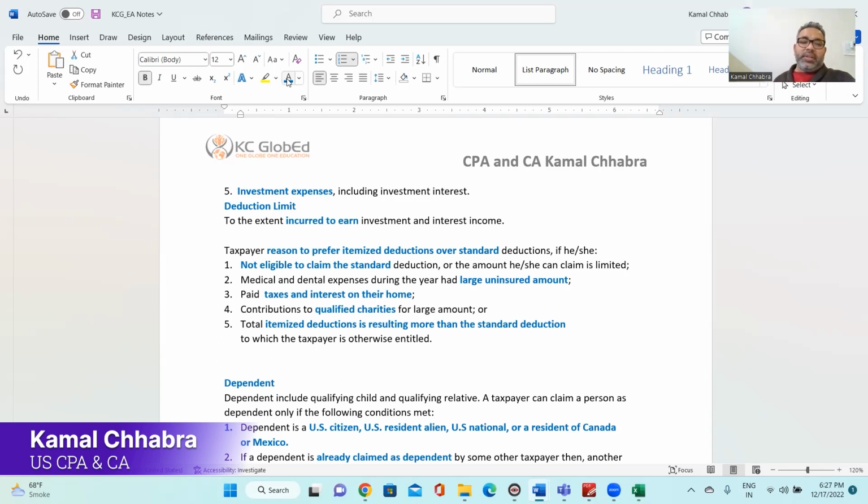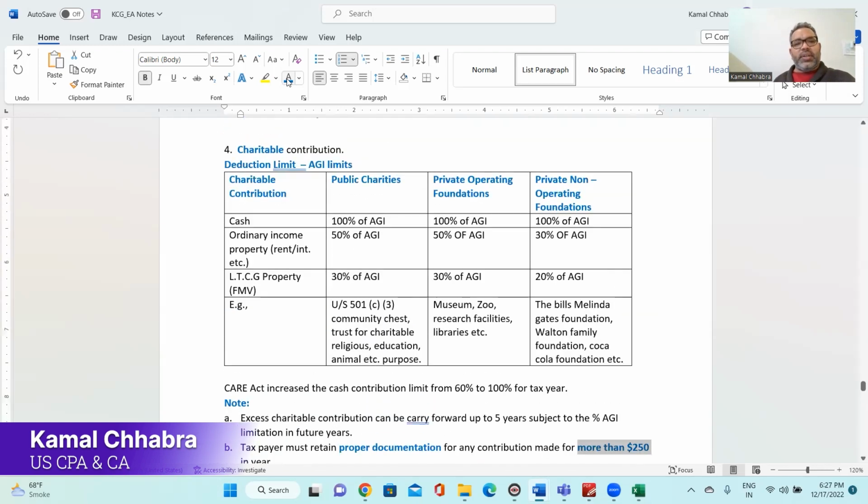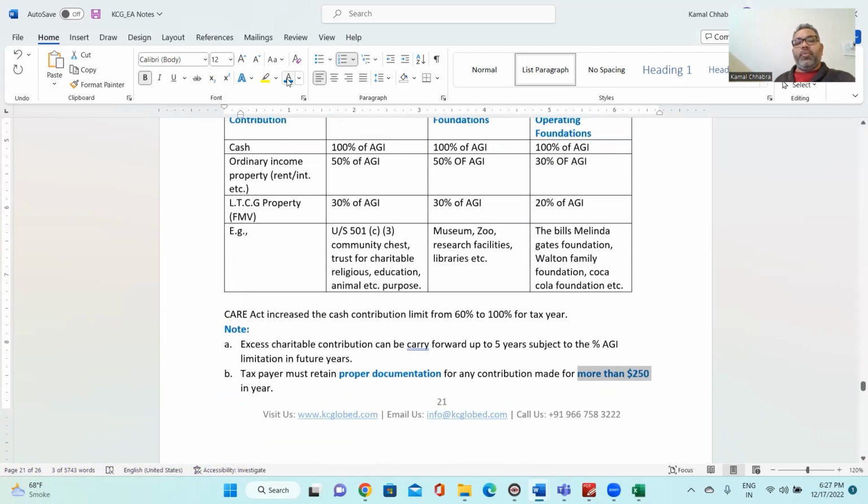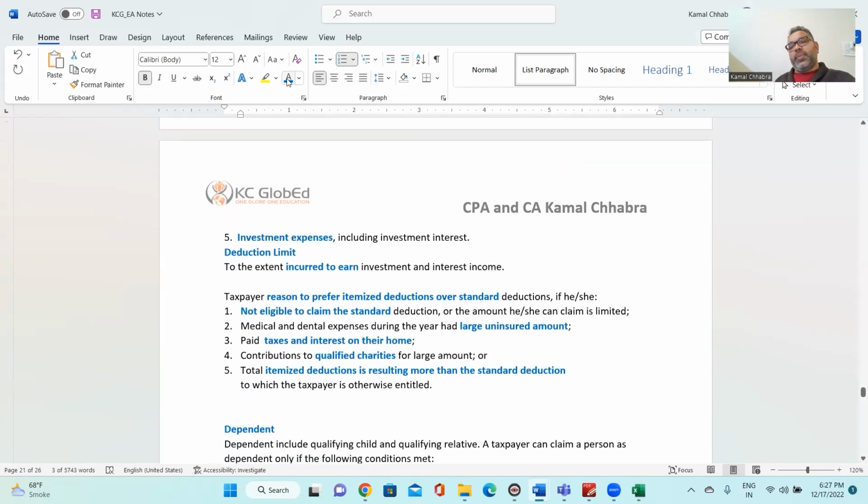So these are the 5 itemized deductions. What are all the 5 itemized deductions? Medical and dental care expenses, state and local taxes expenses, mortgage interest and insurance premium expenses, charitable contribution, and the last one is investment expense. Right? So these are the only 5 itemized deductions available to the taxpayer in the United States of America.